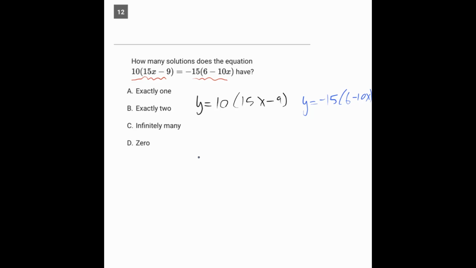So when we're doing it here, we need to simplify. Y equals 150x minus 90. And here, y equals negative 90 plus 150x. If we just reverse the terms here, we'll have 150x minus 90.